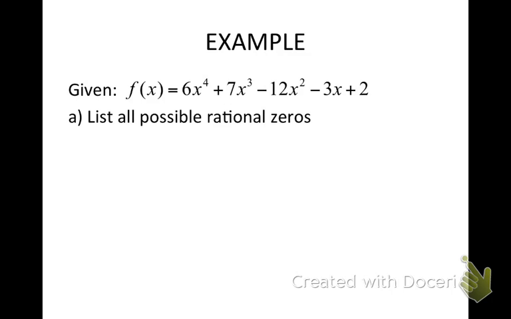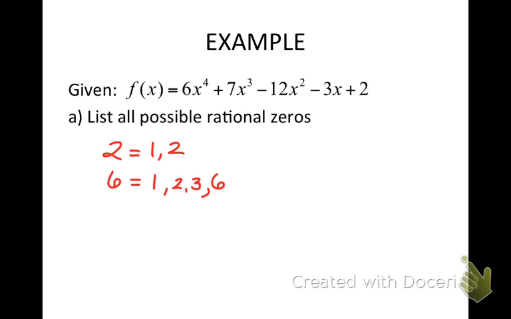What are all factors of 2? Numbers that multiply to get to 2 are what? 1 and 2, right? My leading coefficient is 6. What are all factors of 6? 1 and 6 and 2 and 3, right? So those will be all your factors.